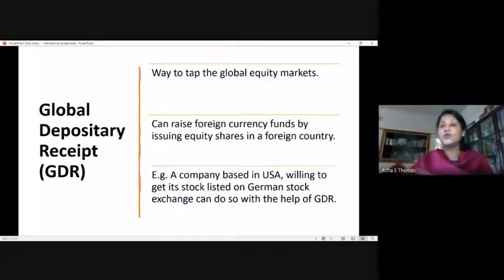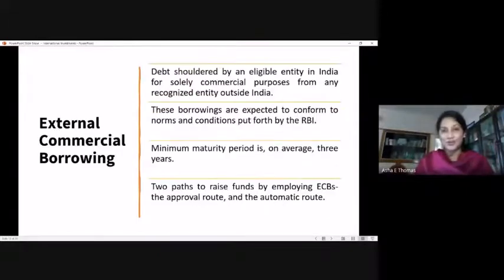Why? Because if the company wants to tap finance from Germany, and there are German investors who are interested to invest in the US company, it can happen through Global Depository Receipt. How? The company will issue GDR in the German stock exchange, which will be traded in the German stock market, and German investors can invest in that. So this is the concept of Global Depository Receipt, otherwise called GDR.